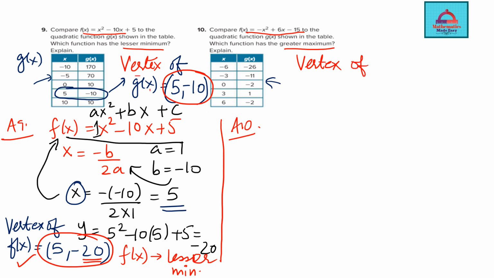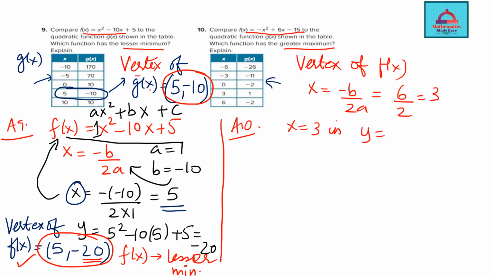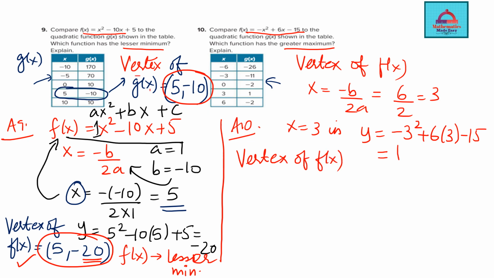The vertex of f(x), if you use the same formula, x equal to minus b by 2a. I use the same formula, put the numbers. So this is 6 over 2, which is 3. Put x equal to 3 in the equation given. So y is going to be minus 3 x squared plus 6 times 3 minus 15. When you simplify, use your calculator, it will come out to be 1. So the vertex of f(x) has coordinates x equal to 3, y equal to 1.